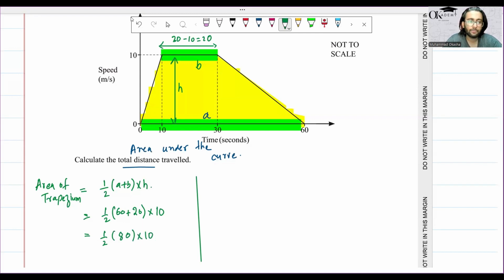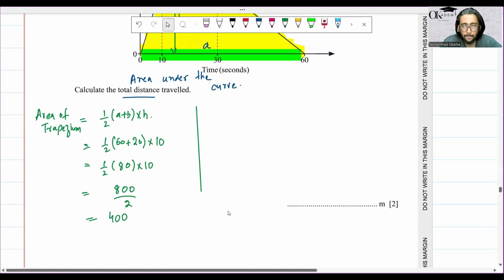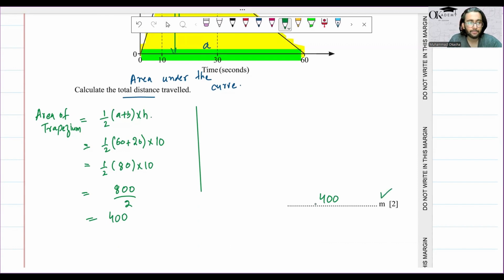You could cancel out, otherwise you could just multiply. 800 divided by 2 is 400. So it's just 400. The unit is already mentioned. So that's the area. That's one way of doing it. I hope this is fine.